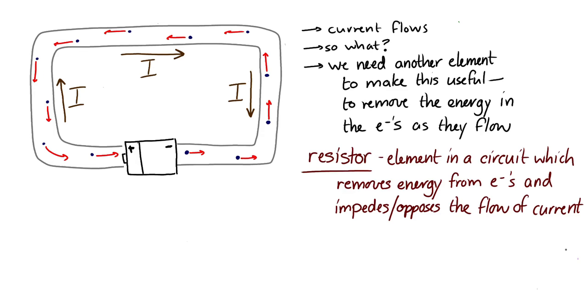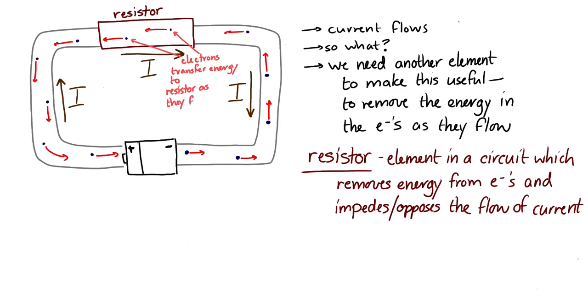So let's say we draw the circuit again. Here's our cell, and I'm going to add a resistor in there, and then here's our wires. Well, the electrons are going to flow from the negative side to the positive side, but as they do that, they're going to flow through this resistor. And the job of the resistor is that the electrons transfer energy to the resistor as they flow through it. Well, how much energy do they transfer? Well, that's given by our potential difference equation.